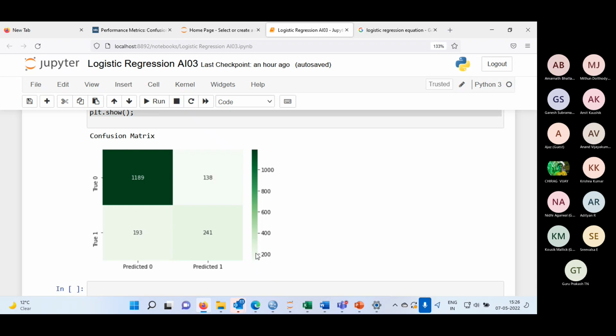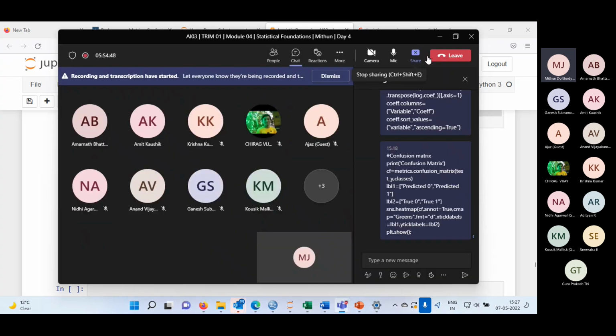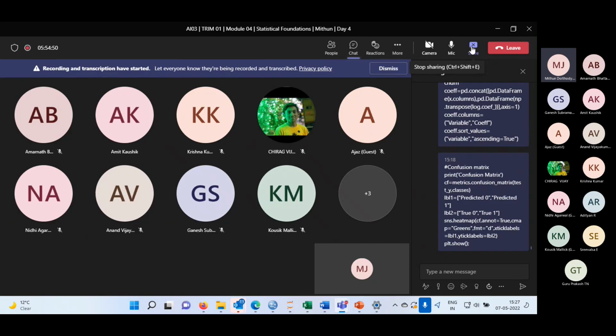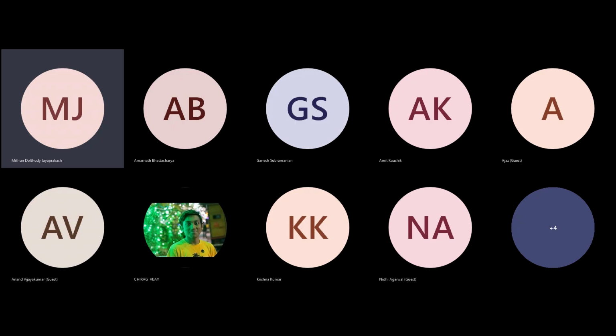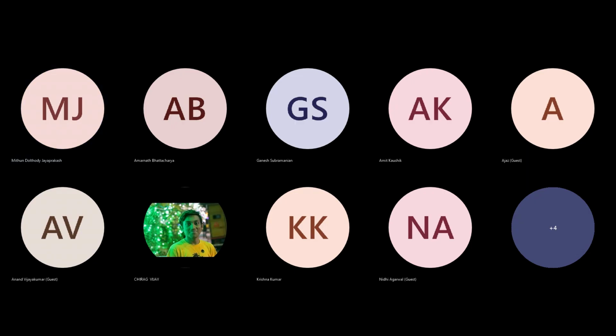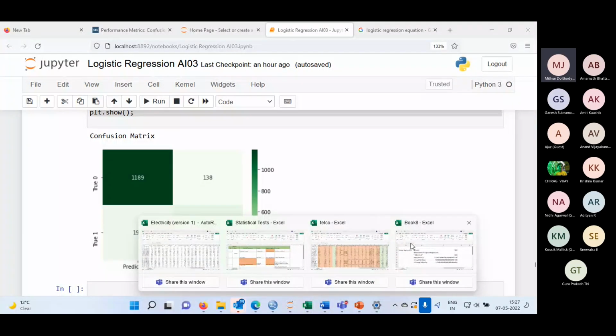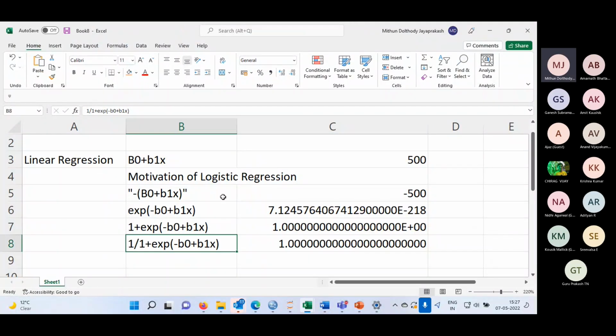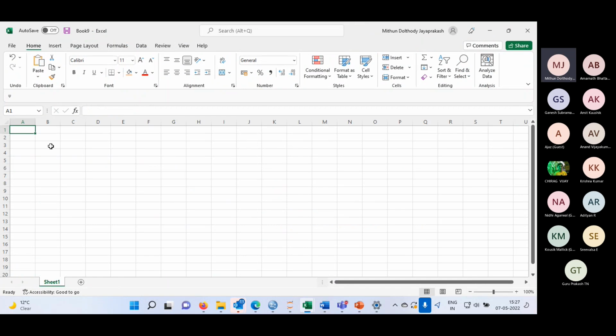Okay, I was just trying to interpret this confusion matrix. Just tell me if you're able to see my Excel sheet. I'm opening a blank Excel sheet so that I can explain some of these things to you. There are 2 categories in the data set. From the confusion matrix itself, can you read out the numbers in the 4 boxes?